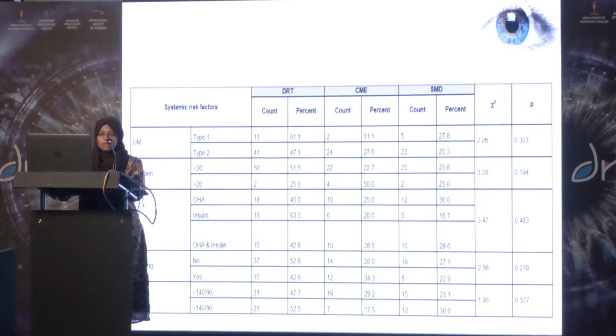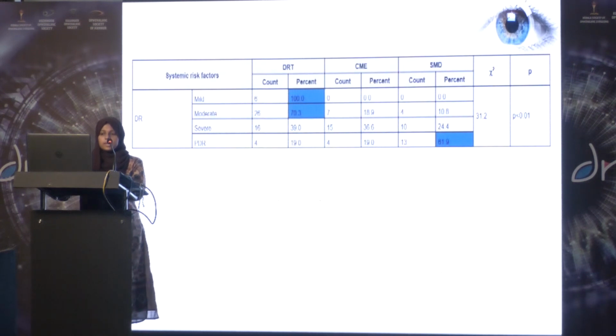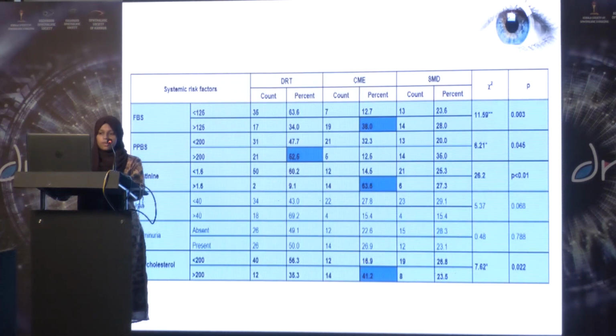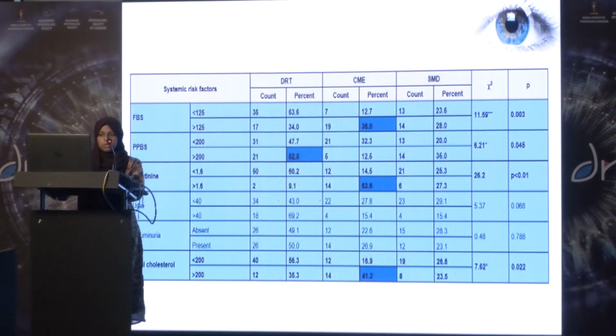Of the systemic risk factors, type of diabetes, duration, treatment, smoking and blood pressure did not show any significant correlation. Those with mild and moderate NPDR had a statistically significant association with diffuse retinal thickening, and PDR had an association with serous macular detachment. Those with increased FBS, creatinine and total cholesterol showed a statistically significant association with cystoid macular edema, and those with increased PPBS had a statistically significant association with diffuse retinal thickening.